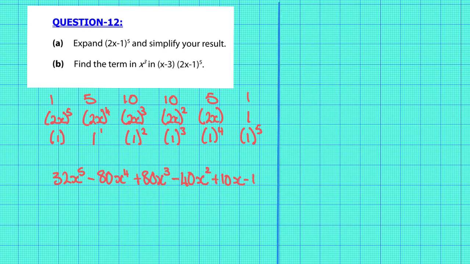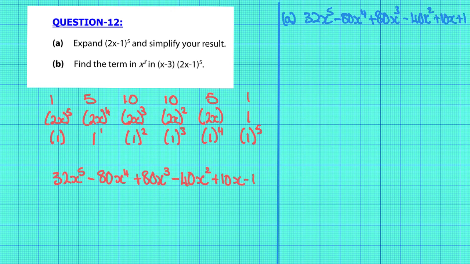Part B. Find the term in x cubed in the expansion x minus 3 times 2x minus 1 to the power of 5. In this question, we first start with our expansion for 2x minus 1 to the power of 5, which is 32x to the power of 5 minus 80x to the power of 4 plus 80x to the power of 3 minus 40x squared plus 10x plus 1.